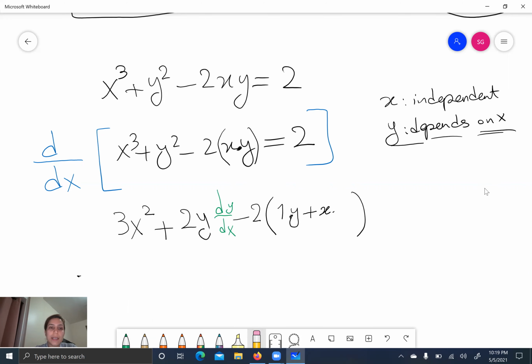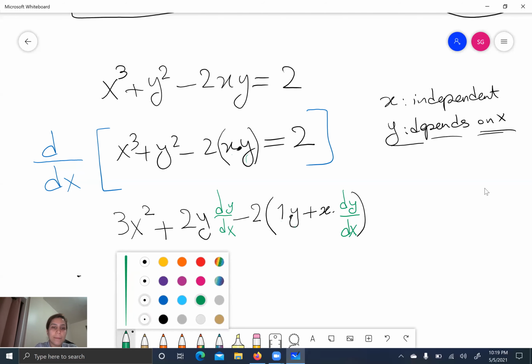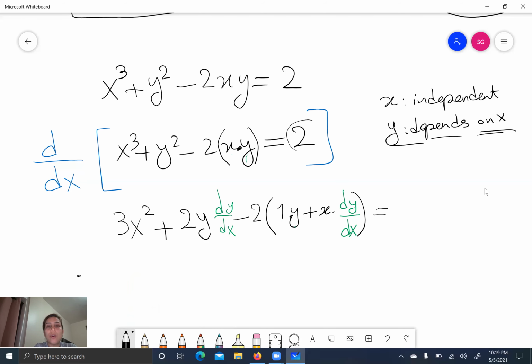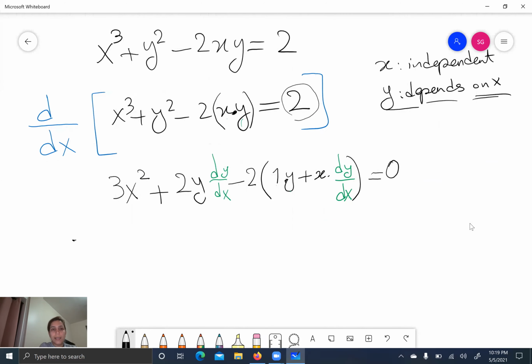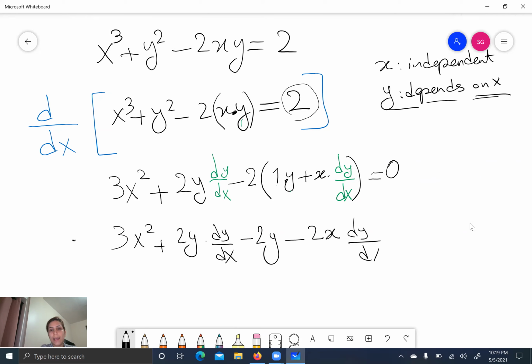By y prime, I mean dy/dx, the derivative of y with respect to x. Derivative of x, which is 1, times y, plus the derivative of y, which is written here, dy/dx, times x. Okay. Equal, now, what is the derivative of 2 with respect to x? 2 is a constant, so the derivative is 0. Let me simplify this. So I'm going to distribute the negative 2, so it's going to be negative 2y, and this is going to be negative 2x dy/dx equals 0.